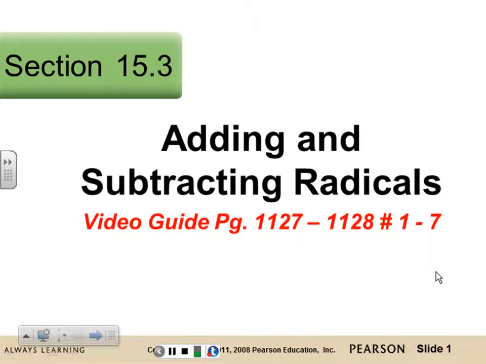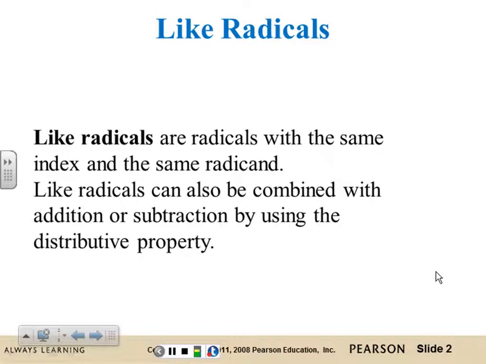Adding and subtracting radicals. Like radicals are radicals with the same index and the same radicand. Same index and same radicand. So make sure you remember same index and same radicand. Like radicals can also be combined with addition or subtraction by using the distributive property.